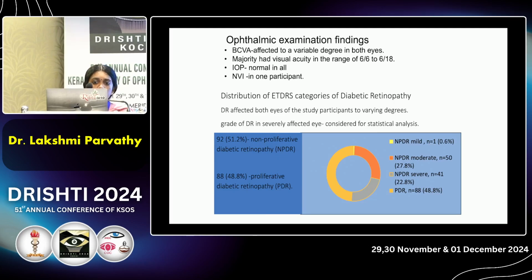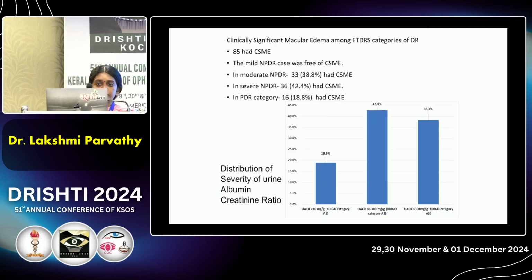Coming to distribution of ETDRS category of diabetic retinopathy. Diabetic retinopathy affected both eyes of study participants to varying degrees, and the grade of retinopathy in the severely affected eye was considered for statistical analysis. Of the 180 participants, 92 had NPDR, 88 had PDR. Among NPDR, one participant had mild NPDR, 50 had moderate NPDR, 41 had severe NPDR, and 88 had PDR.